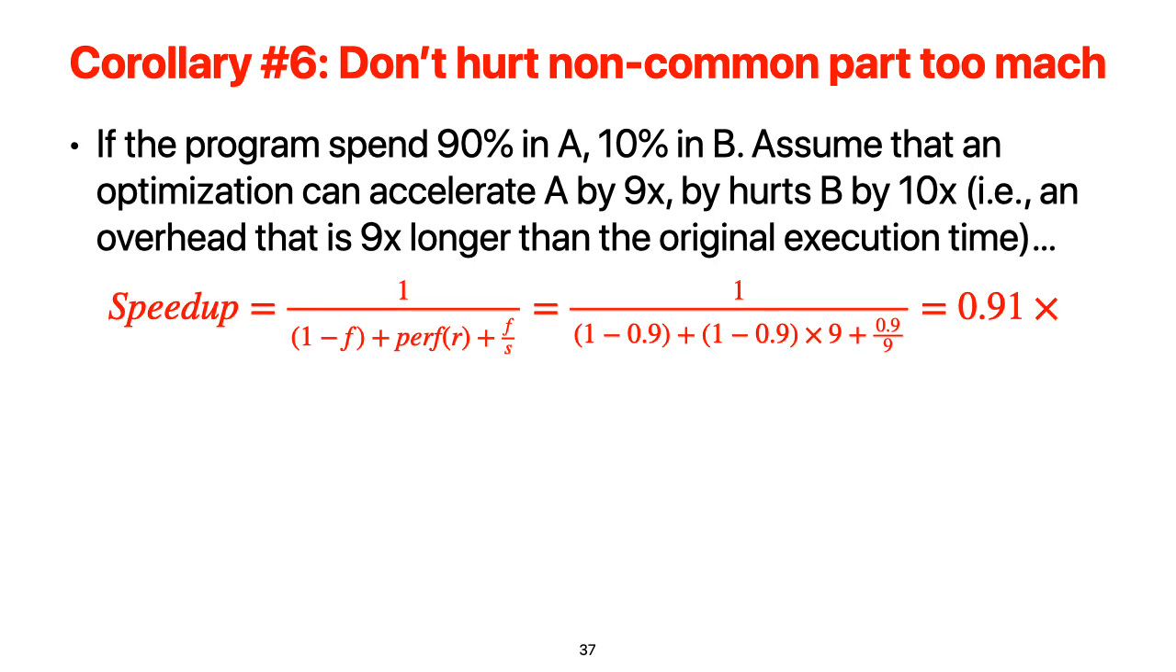For example, if my application of an optimization creates an overhead that is 9 times longer than the original execution time of the remaining part, then although the original part only takes 10%, slowing it down would actually make the program 10% slower than the past.